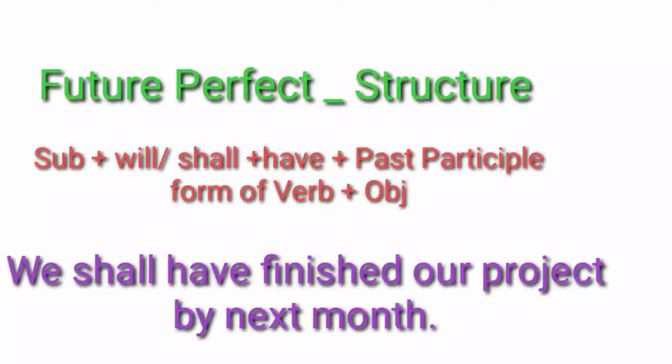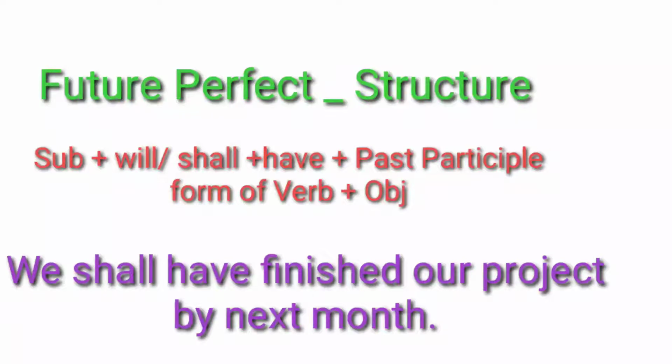Now, future perfect tense and its structure. Subject plus will or shall plus have plus past participle form of verb plus object. See here again, will or shall denotes future. Along with that, we have to use another auxiliary verb, that is have, not has. Remember, not has or had, only have you have to use, and the past participle form of verb. You know, whenever we use have or has or had, we use the past participle form of verb plus object.